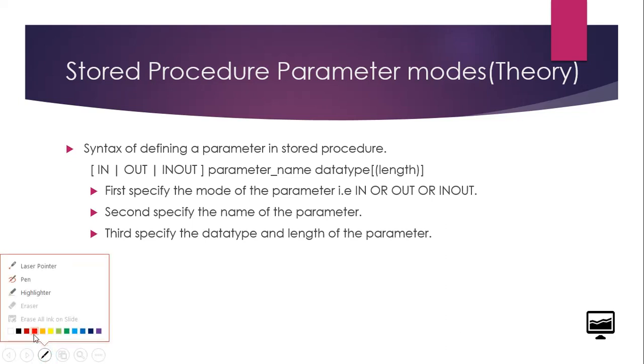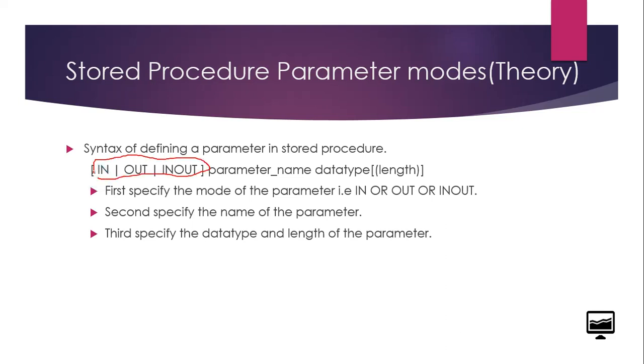The syntax of defining a parameter, you just have to remember it, but I will explain it with an example. You first specify the parameter mode, then the name of the parameter, then the data type of the parameter. First specify the mode of the parameter, that is either IN, OUT or INOUT. Second, specify the name of the parameter, and third, specify the data type and length of the parameter.